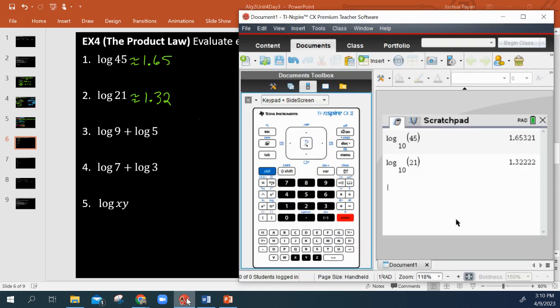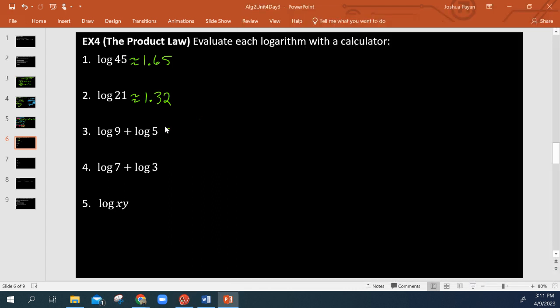Let's do it again. I've got log 9 plus log 5. So log base 10 of 9 being added to log base 10 of 5. Whoops, not 105, 5. That's going to be about 1.65. Oh, that's weird. We got the same thing here as we did here.